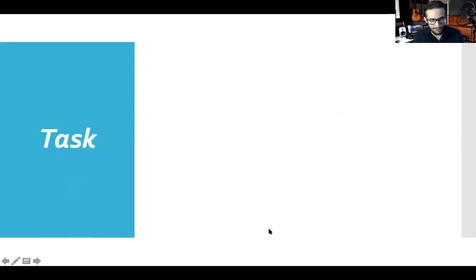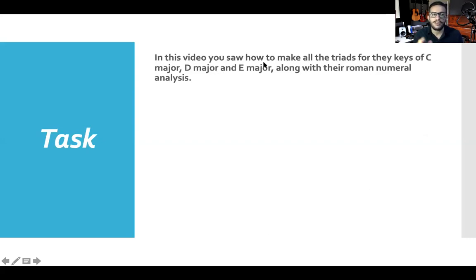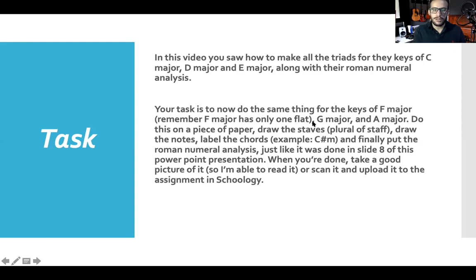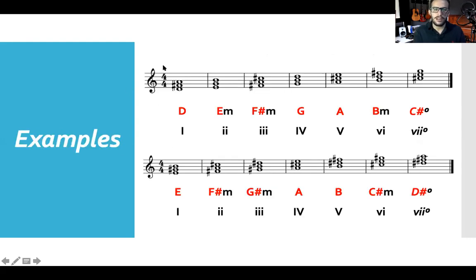Now, the task for you is, now that you have seen how we did it for the C major scale, for the D major scale, and for the E major scale, you're going to do the same thing, but with these other keys. So your task is to do the same for the keys of F major, which has 1 flat, G major, and A major. The same thing we did here for D major and E major, you have to do for F major, G major, and A major.